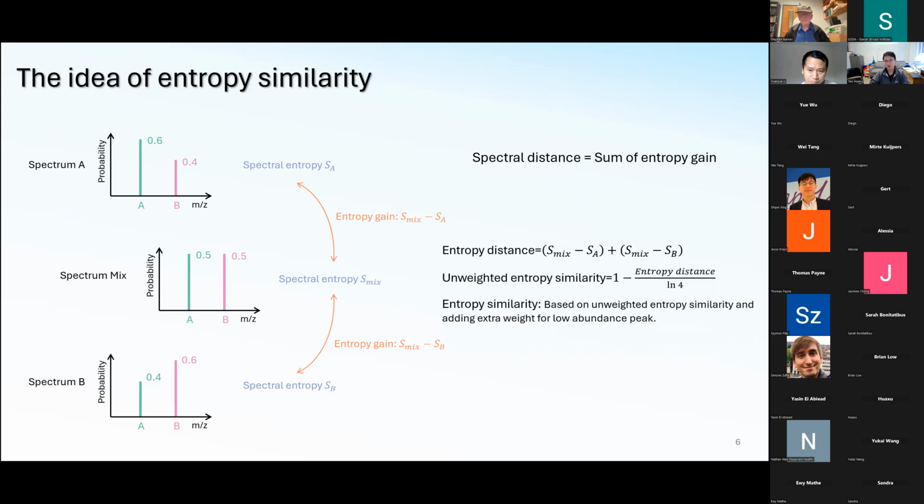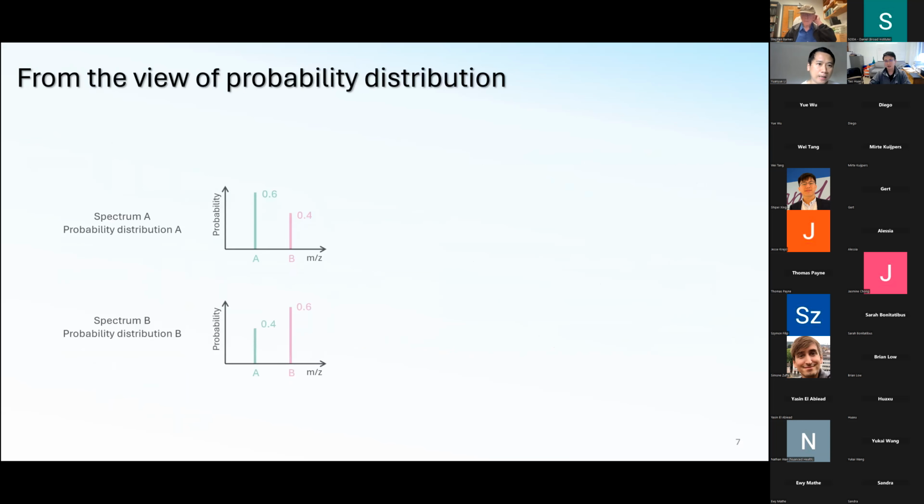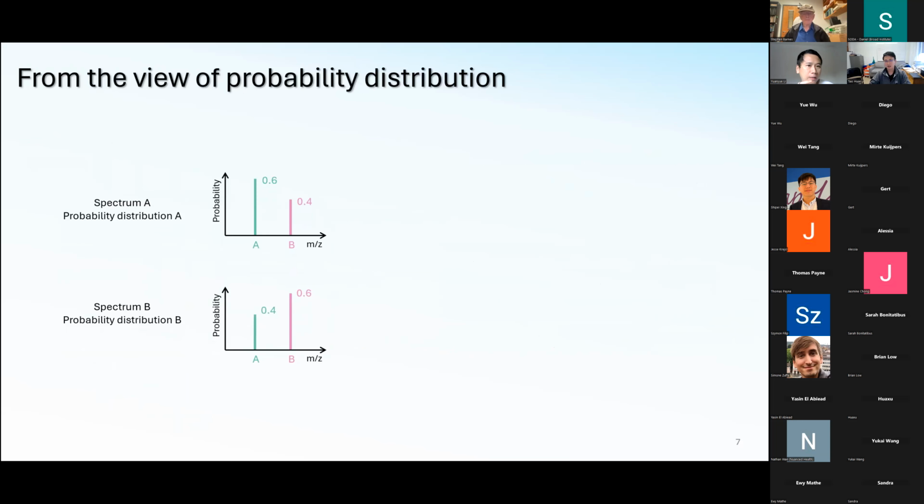And then we can have the entropy distance. After we normalize the entropy distance into 0 to 1, we will have the entropy similarity. And if we go back to the idea that an MS spectrum is a probability distribution, we can have another definition of the spectrum similarity.